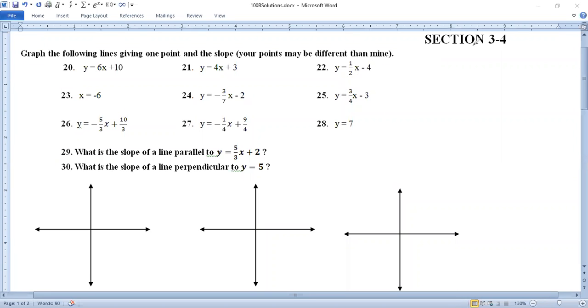Here we are on section 3-4 with the solutions to numbers 20 through 30. We'll use these graphs down here. Graph the following lines giving 1 point and the slope. Notice you could pick different points.